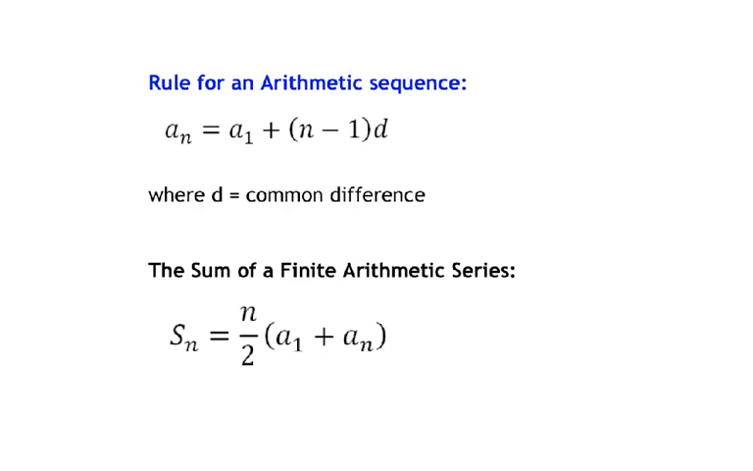So, the rule for an arithmetic sequence: the a sub n rule is always for finding any particular term in the sequence. D in this case is the common difference. And then, of course, our sum is like the formula I just showed you: the number of terms times the sum of the first and last term, and then all divided by 2.